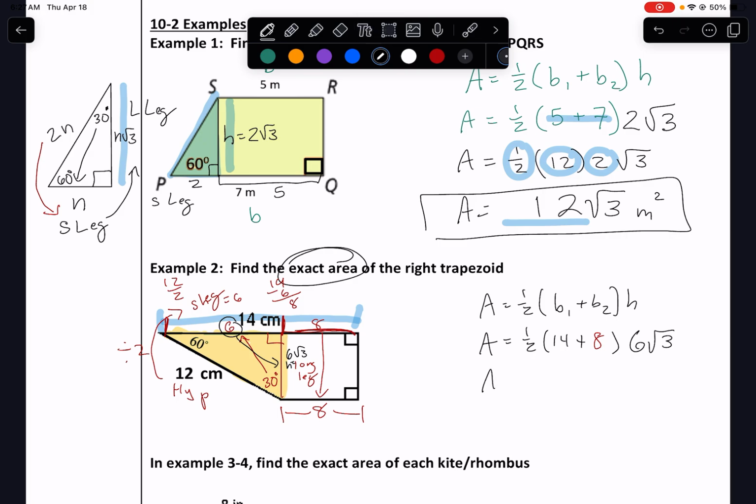Okay, so area equals 1/2. I'm going to add 14 and 8. That's 22 times 6 square roots of 3. So 1/2 of 22 times 6. I want to multiply everything that's not the square root of 3 together. And so that's 66 square roots of 3 centimeters squared for our area.